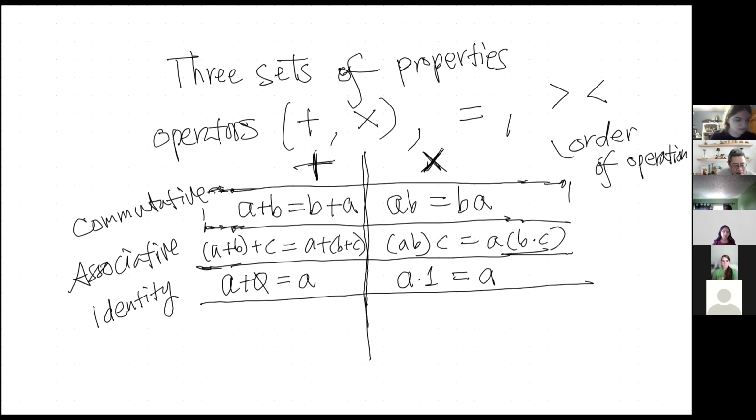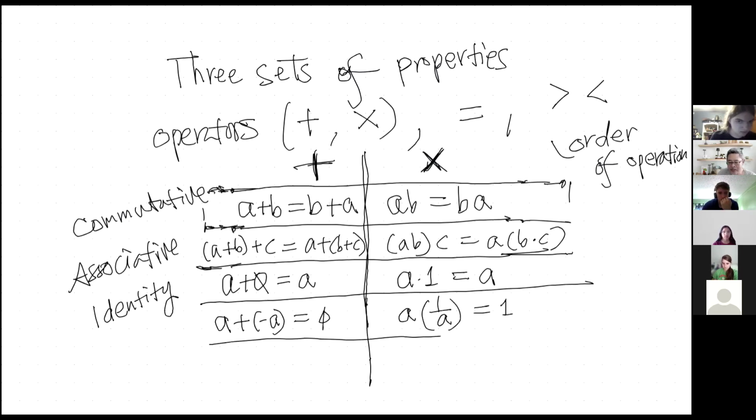And then we have this: A plus its opposite should equal 0, and A times its reciprocal is 1. Anyone remember what this is called? The inverse property? Yep, inverse property.